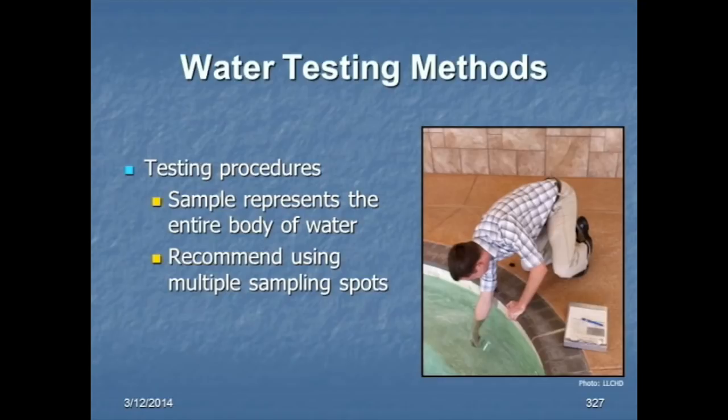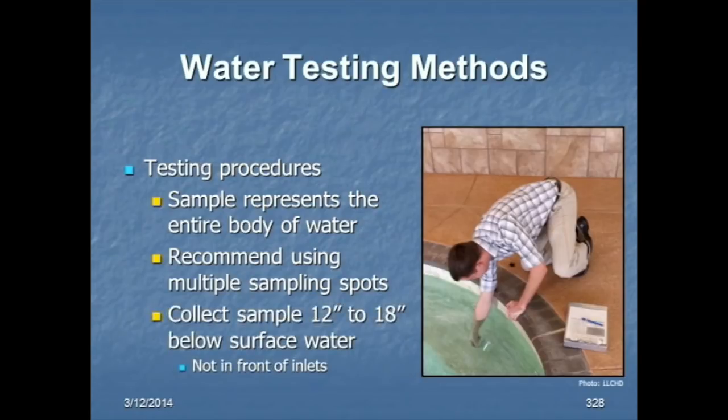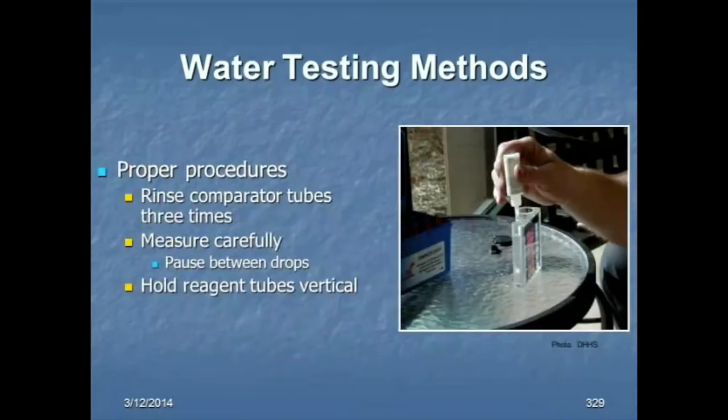I recommend that you sample from multiple locations, different spots throughout the facility, and be sure that you get down between 12 to 18 inches below the surface of the water, in order to get below that nasty, dirty surface water so you can get a good sample that represents the entire body of the water. You want to rinse that comparator really well, because from one test to the next, the chemicals that you use can influence the results of your previous test.